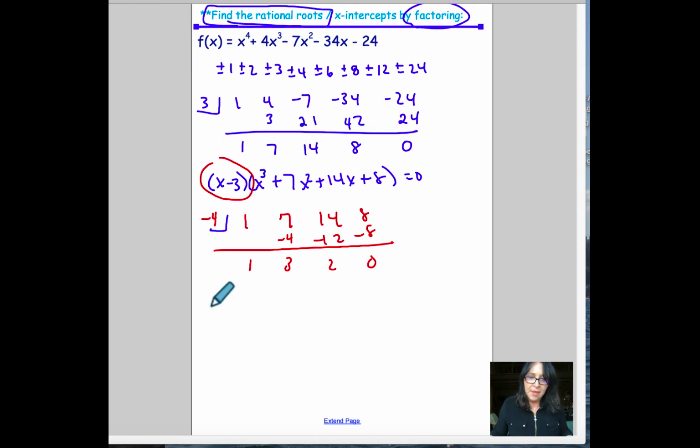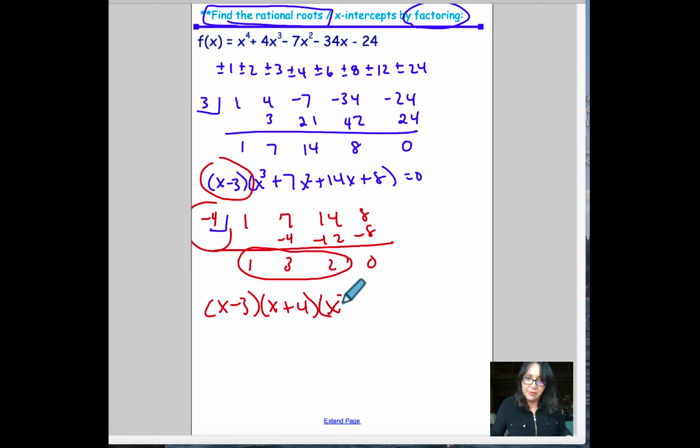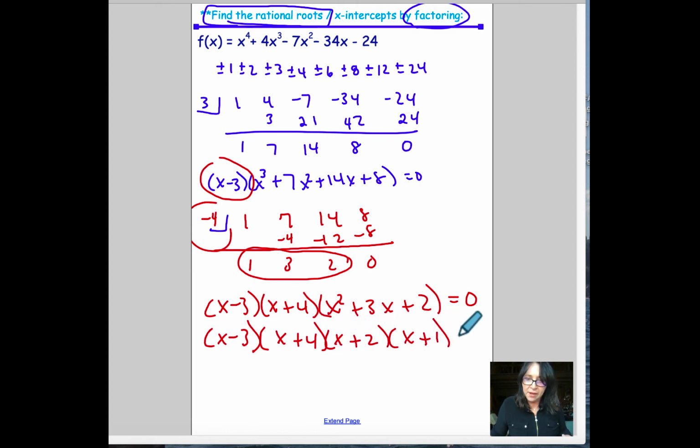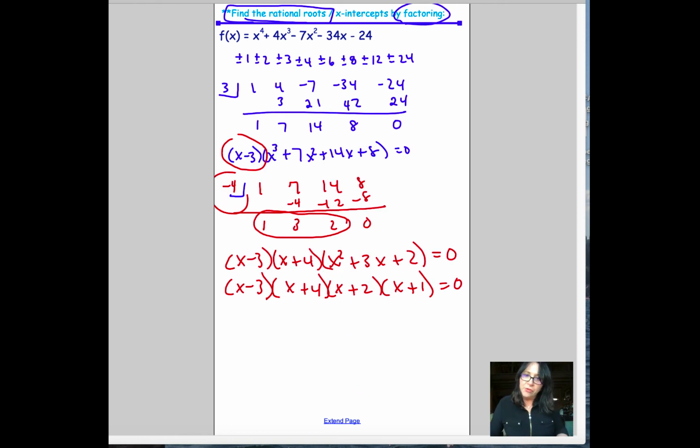Okay, so this means, this is what this means. Don't forget this one. It means that x minus 3 times this one, which is x plus 4, times my leftover here, which is x squared plus 3x plus 2 equals 0. So therefore, in factored form, I have x minus 3, I have x plus 4, and then I have x plus 2, and then x plus 1 equals 0. And this is a fourth term. This is a quartic. But so we haven't done one of these, but these are my factors. All right, these are all my factors.